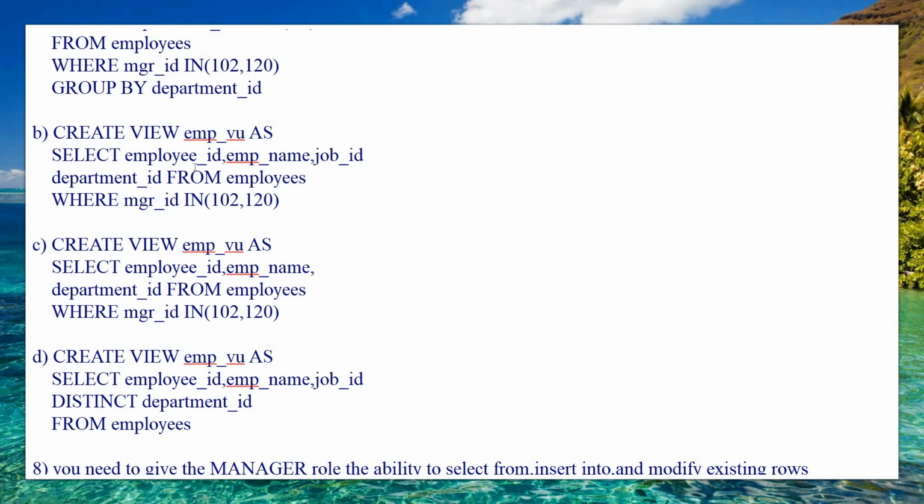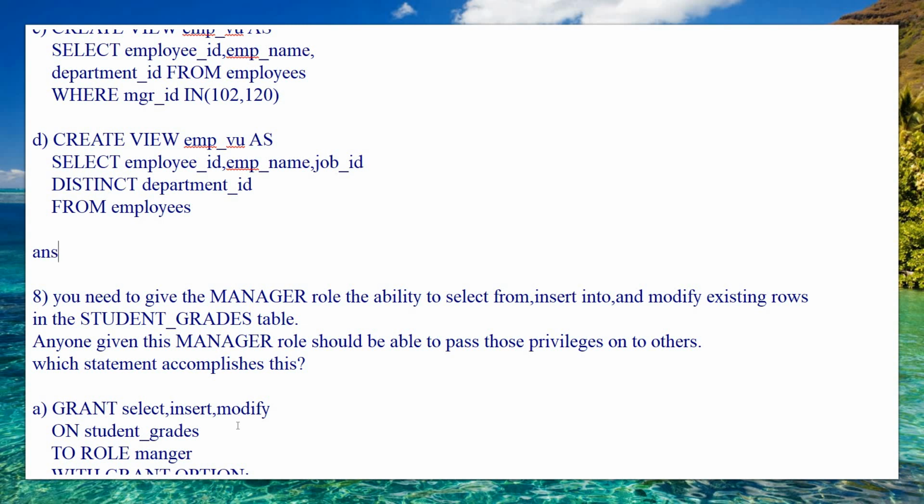So only option B is the correct answer, which has used all the columns: employee ID, employee name, job ID, department ID from employees, where manager ID in 102, 120. Within the manager ID column you are going to insert the values 102, 120. So you can say option B is the correct answer for the query.